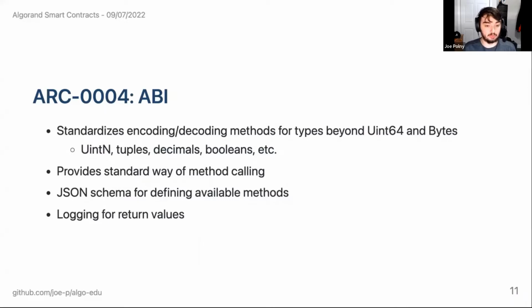The ABI also provides a way for higher level languages to use more interesting types aside from uint64 and byte strings, which are the only native types supported by Teal and the AVM. So using an ABI compliant higher level language, which PyTeal and Beaker are, which we'll be using, you can do stuff like different encoded integers.